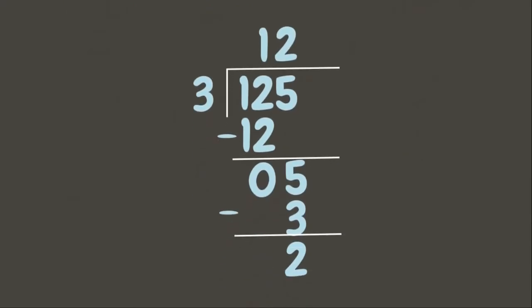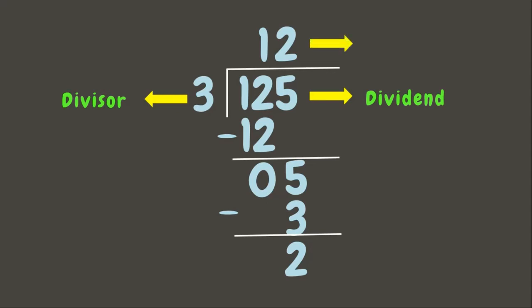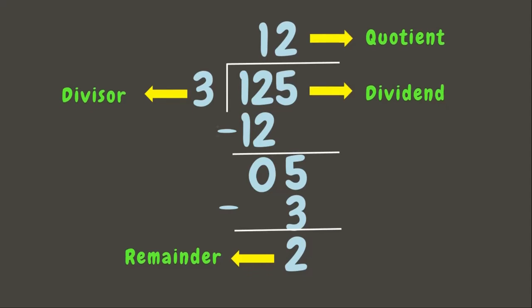Same thing in our long division method. The number we find inside is the number being divided, which is the dividend. The number that we put outside is the number that divides the dividend, which is the divisor. And our answer is on top, which is the quotient. And the number below is the remainder. Now that you know the parts of division, let's get ready for our lesson.